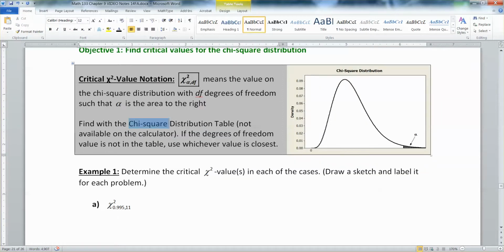And we are going to have to find these with the chi-square distribution table. There is no other option because this is not in the TI-83 calculator, TI-84 calculator. This is only in a table. Now, granted, you could use a computer if you had one available. Excel will find it, StatCrunch will find it, Minitab will find it. But in general, in our course and on our exams, we don't have those options available to us.